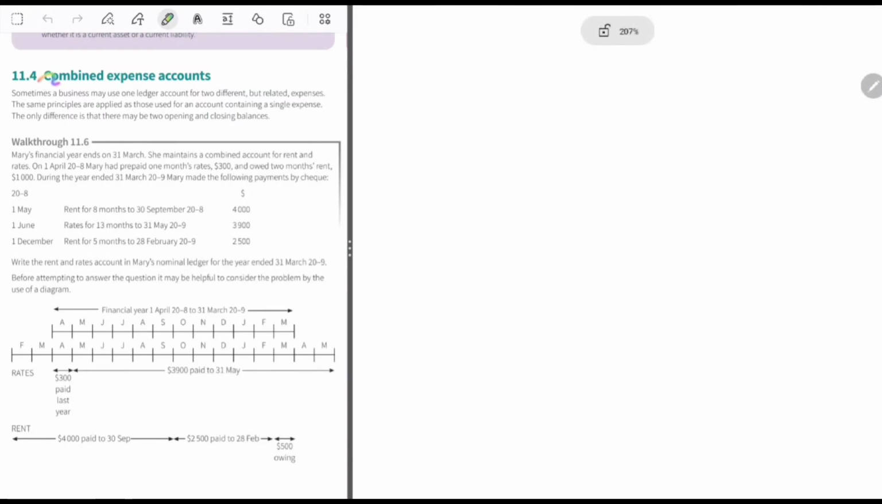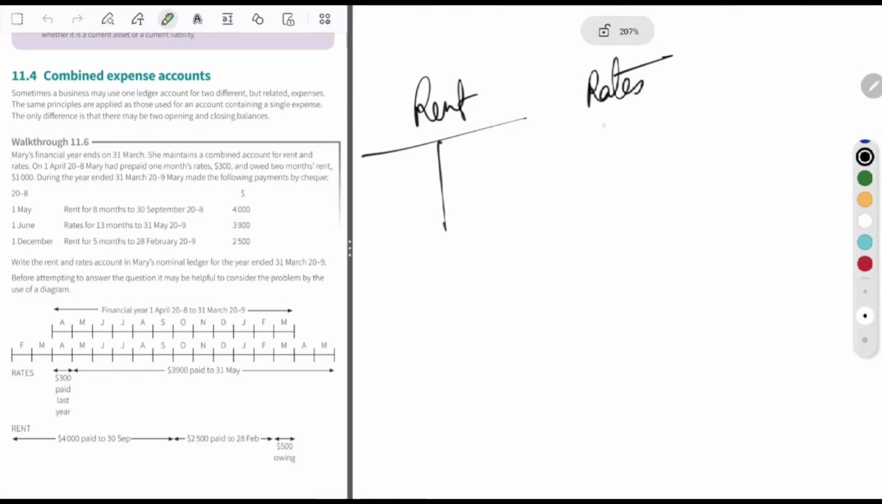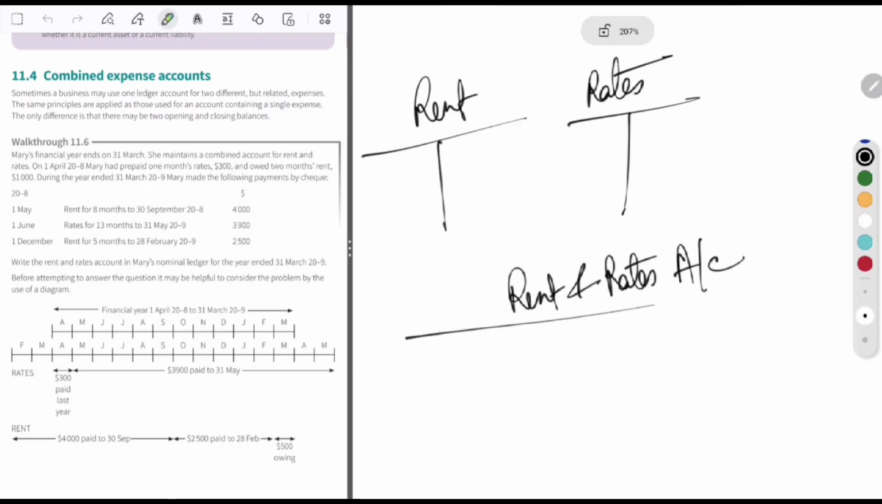So in a combined expenses account, sometimes a business may maintain one single account for certain expenses that are related, for example rent as well as rates. So instead of maintaining two accounts, each with details, folio and amount columns, the business may combine these two and simply write it as rent and rates account. Both of these are expenses, and since we are clubbing them, we write them under one head, that is rent and rates account.